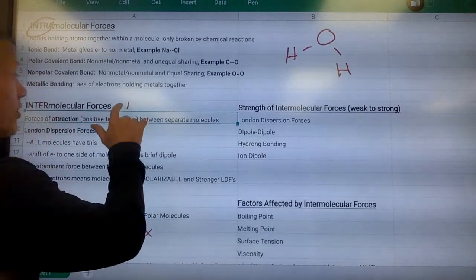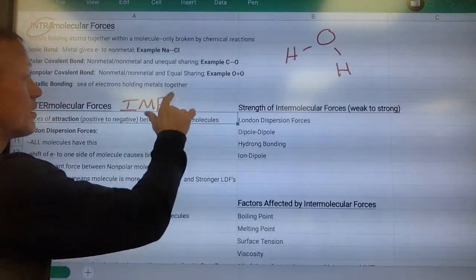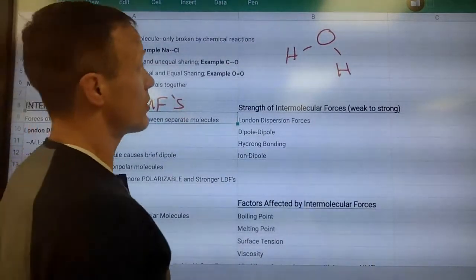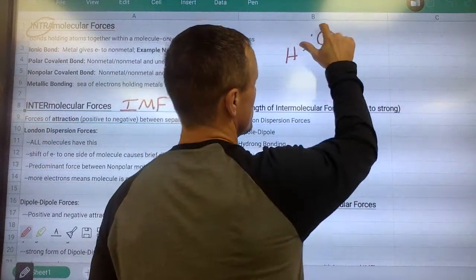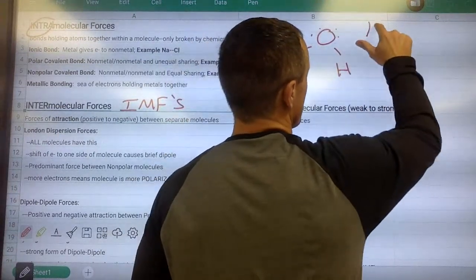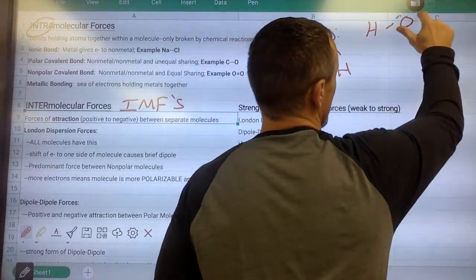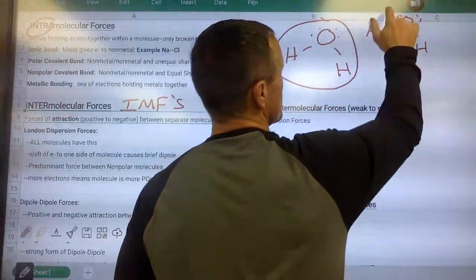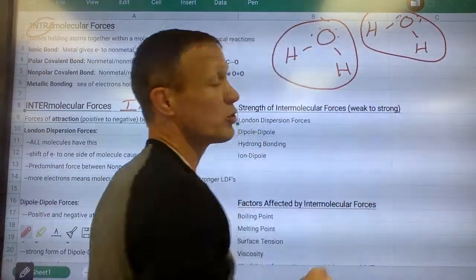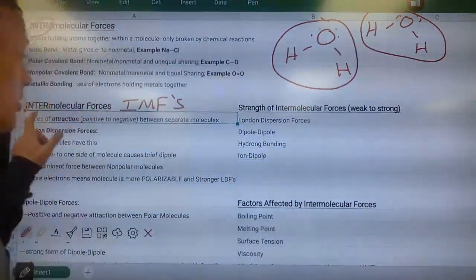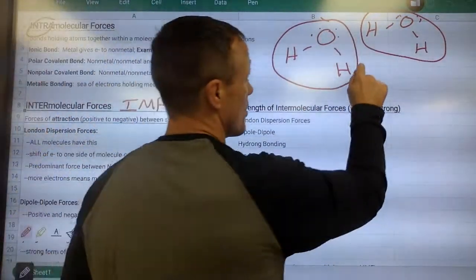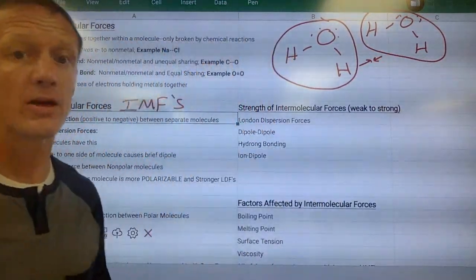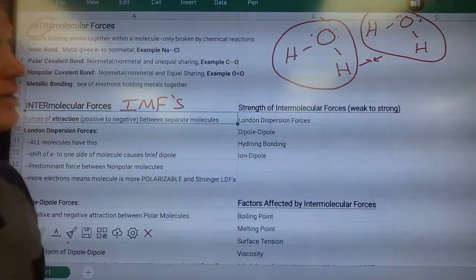Intermolecular forces, or what we call IMFs, are what we're going to be concerned about. So intermolecular forces would be this molecule and another molecule of the same kind or a different kind next to it. So there are forces between those two molecules that are called intermolecular forces. So this molecule is a little bit attracted to this molecule. It's all based on positives and negatives attracting.